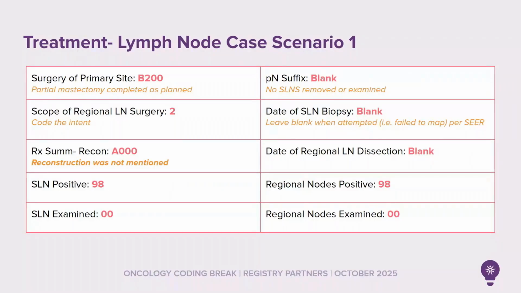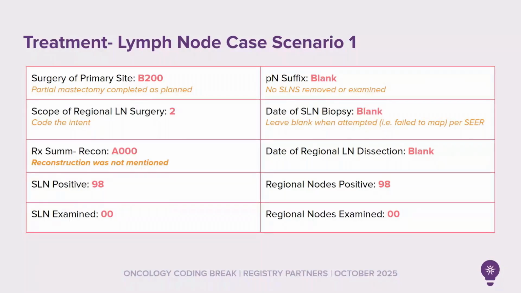RX summary reconstruction will be a 000 for reconstruction was not mentioned. Sentinel lymph nodes positive will be 98, and sentinel lymph nodes examined will be 00. PN suffix will be blank. No sentinel nodes were removed or examined, so per AJCC, this will remain blank. The date of sentinel lymph node biopsy, this field is also blank.